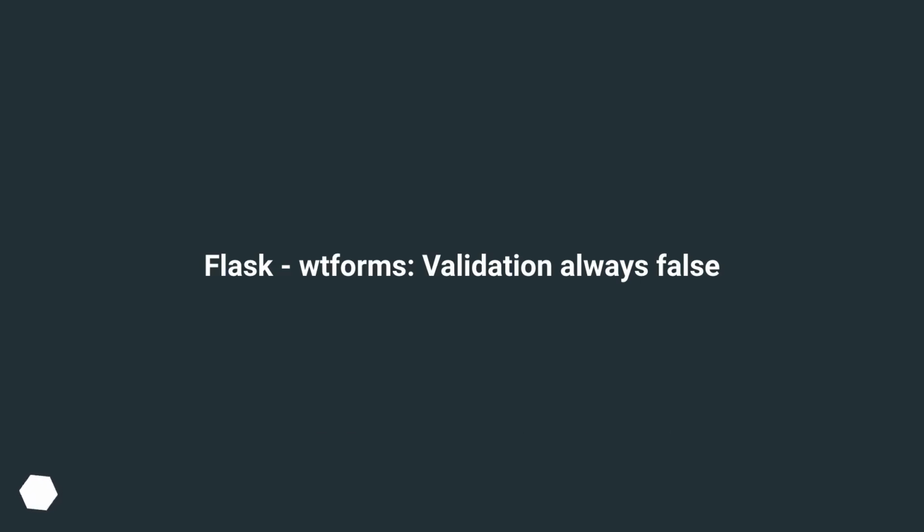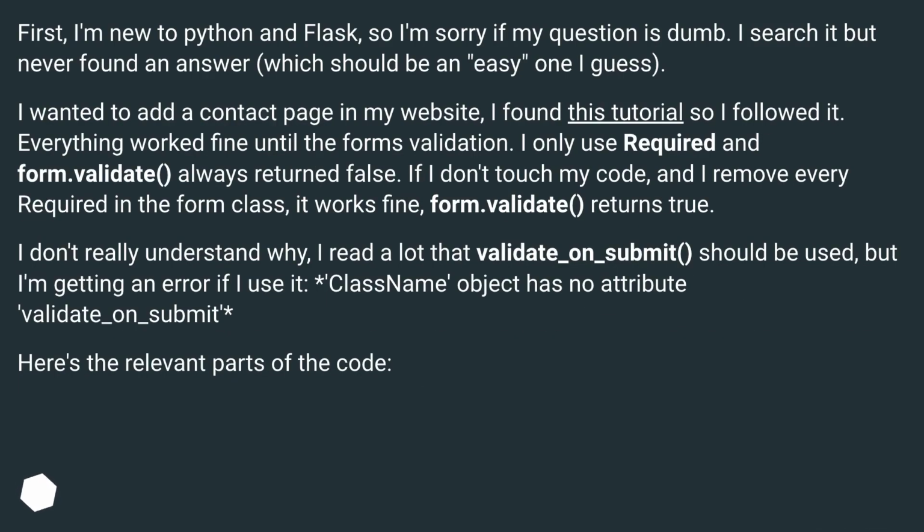Flask, wtforms, validation always false. First, I'm new to Python and Flask, so I'm sorry if my question is dumb. I searched it but never found an answer, which should be an easy one I guess.